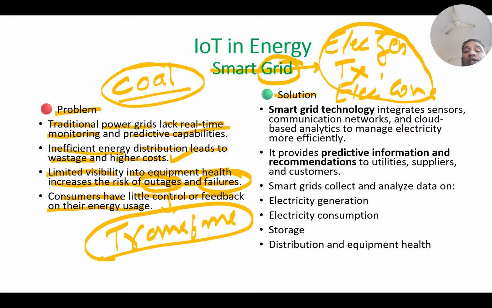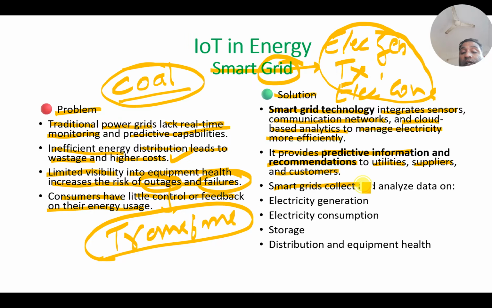Now, let us see the solution side. We have smart grid technology that integrates sensors, communication networks, and cloud-based analytics to manage electricity more efficiently. It provides predictive information and recommendations to utilities, to suppliers, and to the consumers.